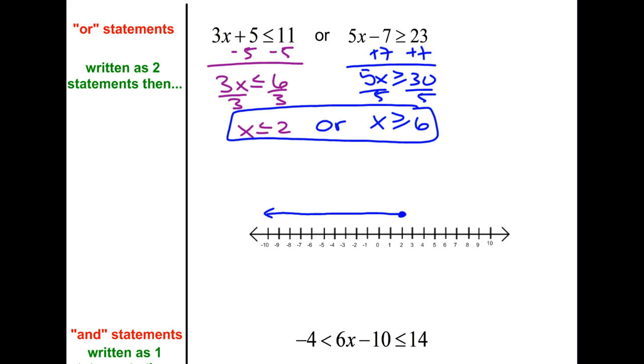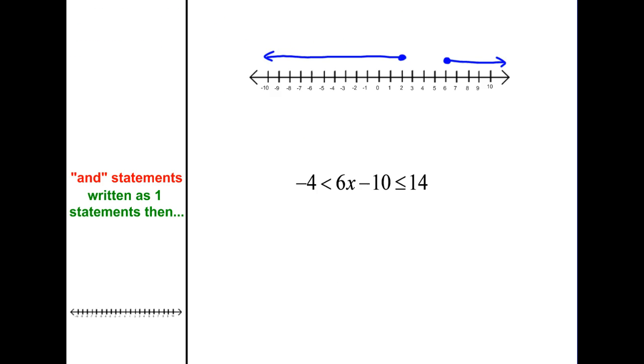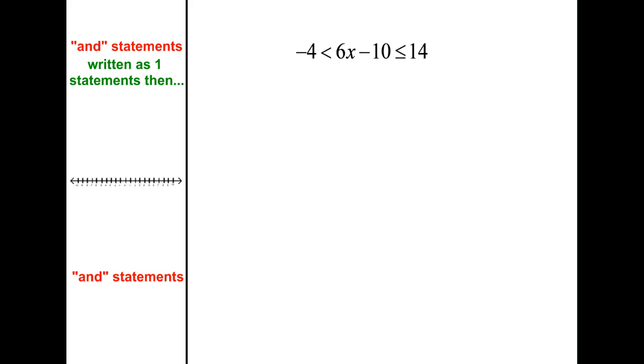We also need to graph where x is greater than or equal to 6, so again it's or equal to, so it's a closed dot. Go to the right because it's greater than. Compound inequalities that are with the and are going to look different. They're going to look like one piece combined. Now with this one it gets a little bit trickier than the or, because whatever you do to one piece you have to do to all three pieces.